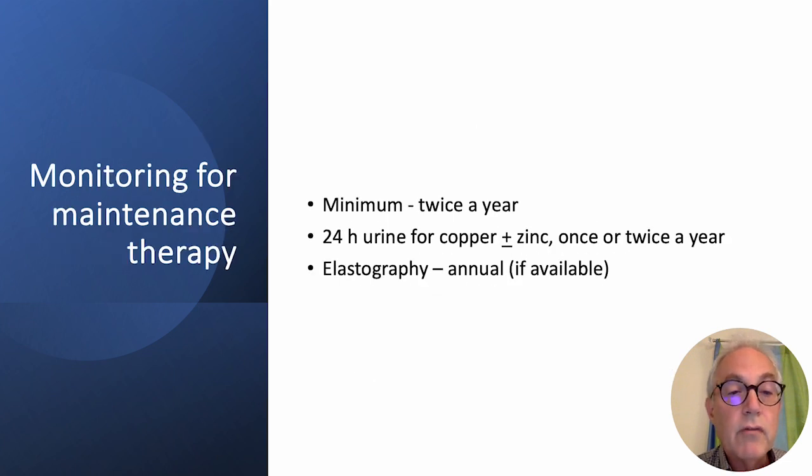Monitoring for maintenance therapy should be performed twice a year at minimum, and this helps us detect problems before they become clinically relevant. 24-hour urines for copper and zinc should be, again, typically once a year, twice if there are any issues. Elastography can be performed if it's available, probably no more frequently than annually.